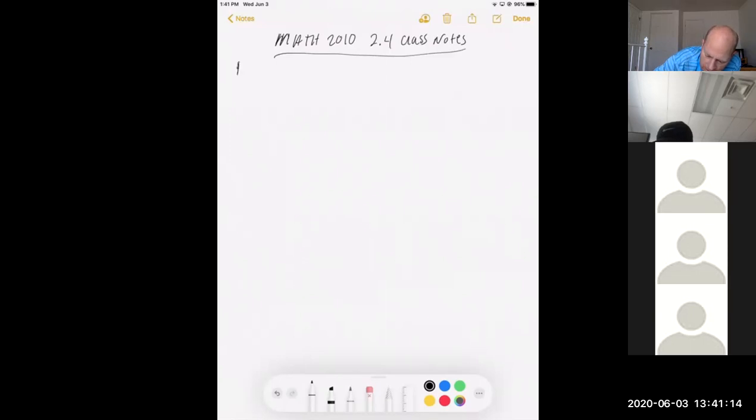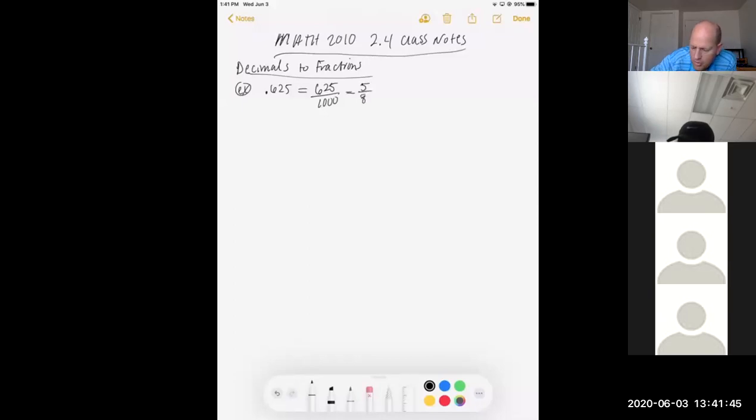Okay. So as I said before, if you want to convert from decimals to fractions, you can say 0.625 is equal to 625 thousandths. When you simplify, you actually get 5/8. Divide both by 125. Okay. So what we're gonna do is go the other way. We're gonna do fractions to decimals today.